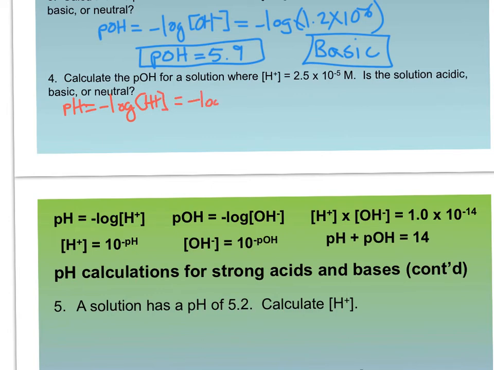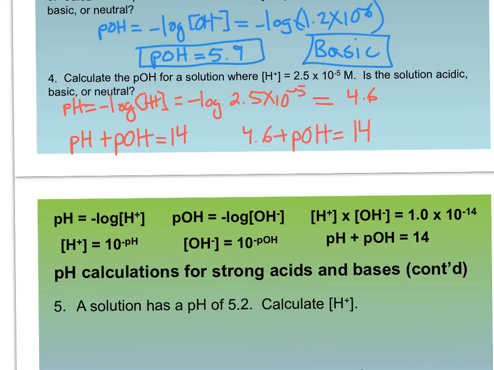So negative log of 2.5 times 10 to the negative 5th. That ends up being a little less than 5, 4.6. And then I'm going to say pH plus pOH is equal to 14. So 4.6 plus the pOH is equal to 14, which means the pOH is equal to 9.4.